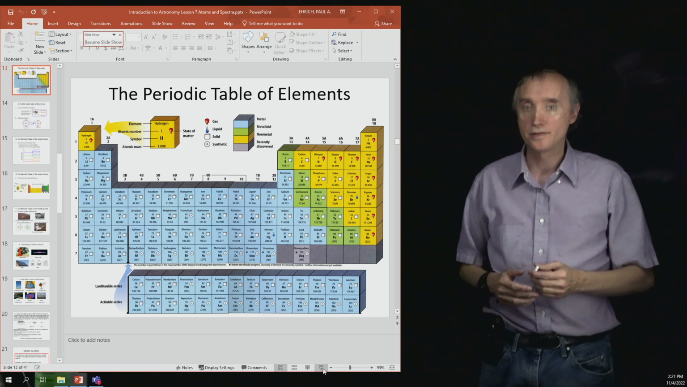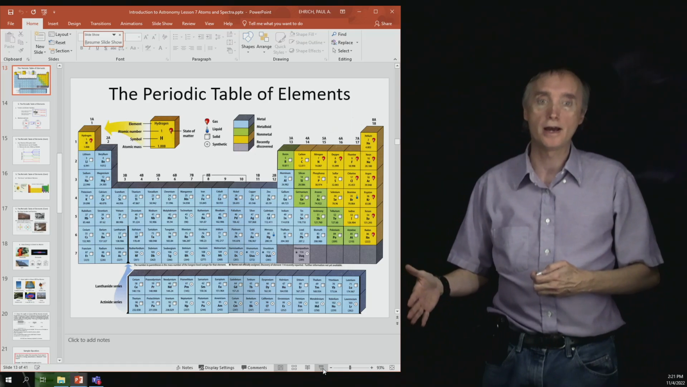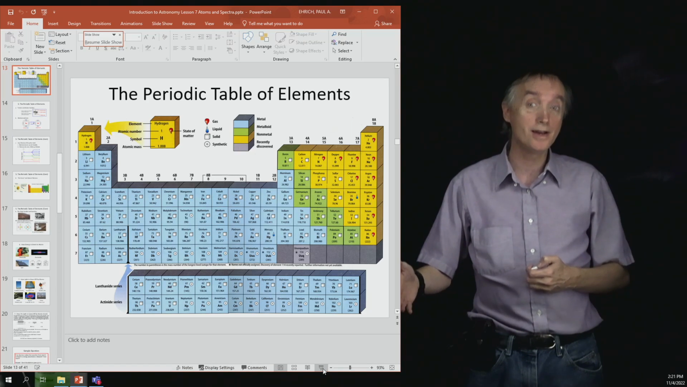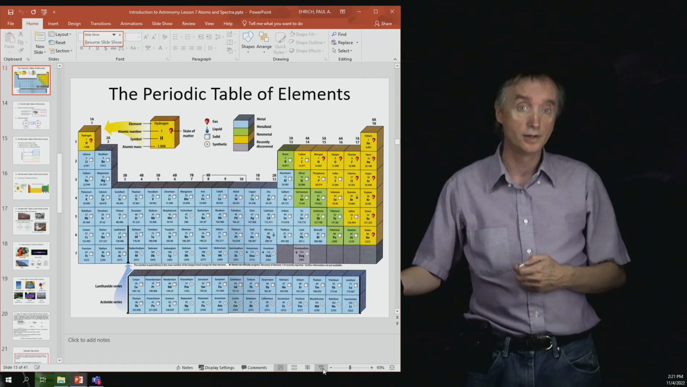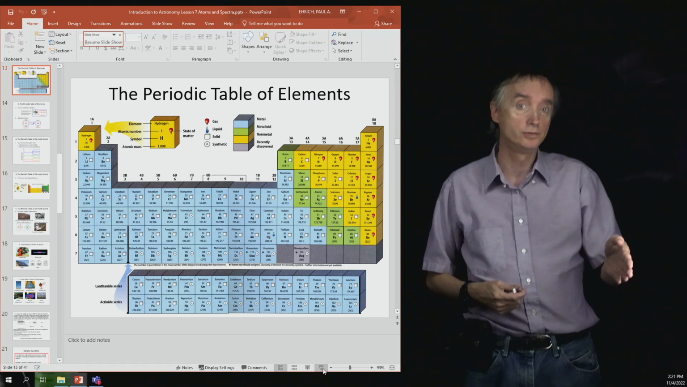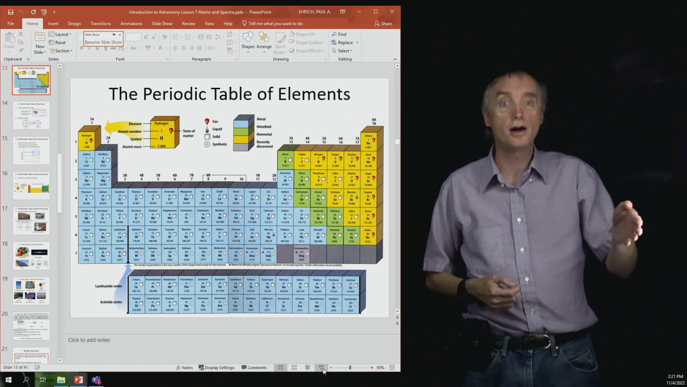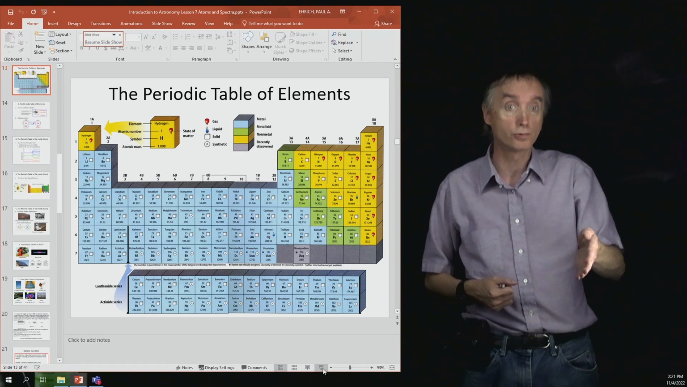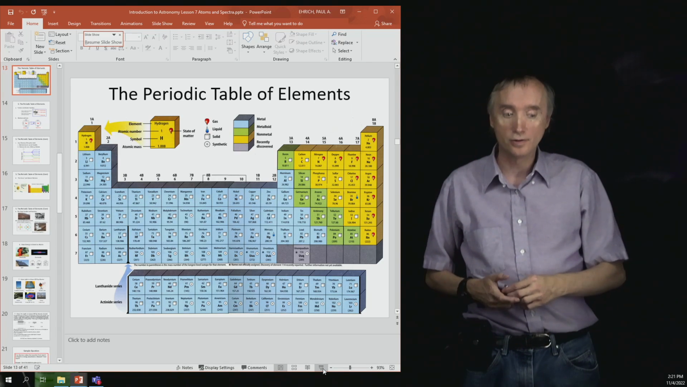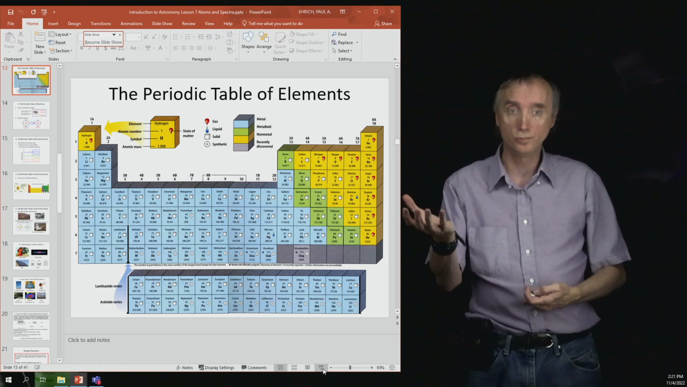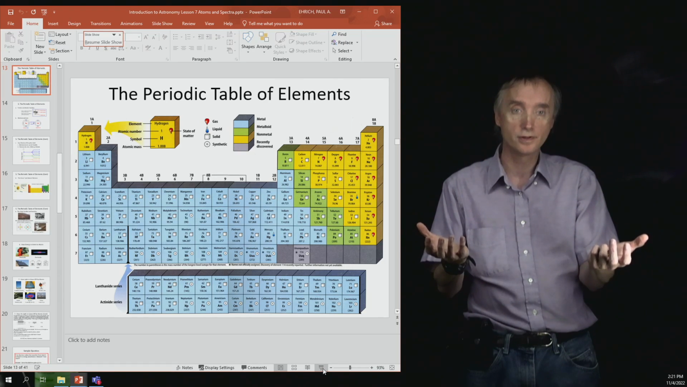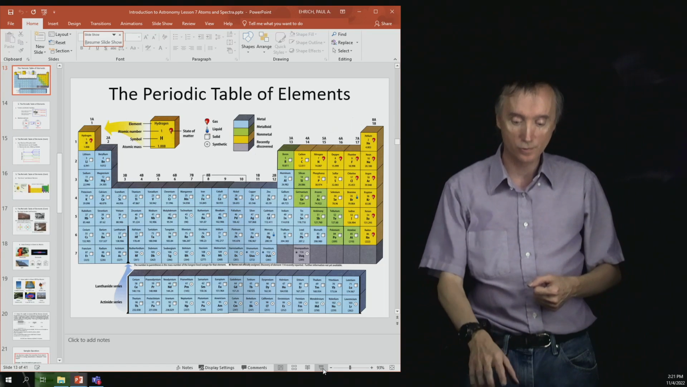Anything that's in the first column is very reactive. Things in the second column are reactive, but not as reactive as the first column. Things in column 7 are very reactive, and things in column 6 are also reactive, but not as reactive as column 7. So now let's take our sodium, which we know is very dangerous, and our chlorine, which is very dangerous, and put them together and see what happens.